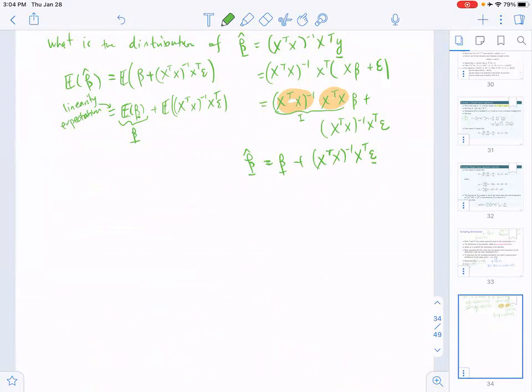Doesn't that just mean its expectation will be itself? Yes, exactly, because this is non-random, it's deterministic. The expectation of a deterministic object is just itself. So it's vacuous. So that's why it's beta. Now, how about this one, the second term?